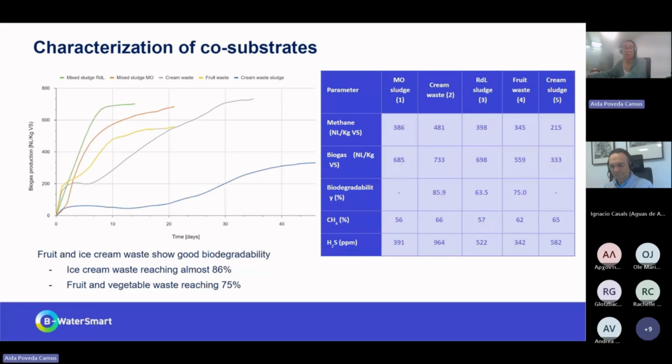And as we can see in this graphic, the biomethane production of ice cream waste in gray and fruit and vegetable in yellow are higher than the sludge of Rincón de León in green. On the other hand, we can observe that the biomethane production of the ice cream waste sludge in blue, which is from the wastewater treatment plant of the factory, is lower than the other residues. For that reason, once again, the ice cream waste and fruit and vegetables are a good option for co-digestion.